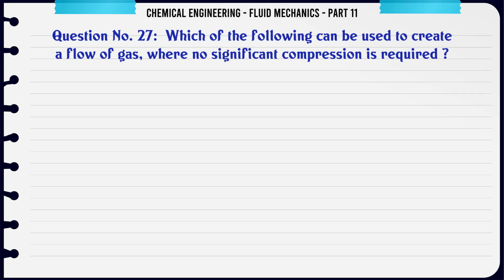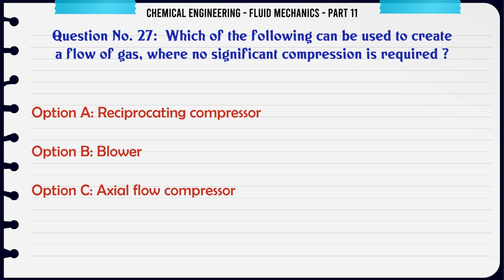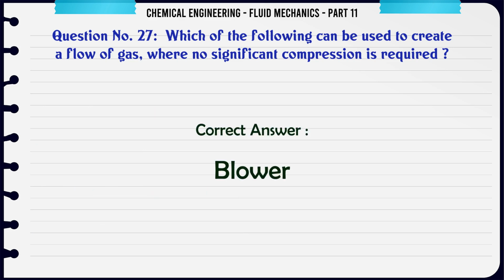Which of the following can be used to create a flow of gas where no significant compression is required? A. reciprocating compressor, B. blower, C. axial flow compressor, D. centrifugal compressor. The correct answer is blower.